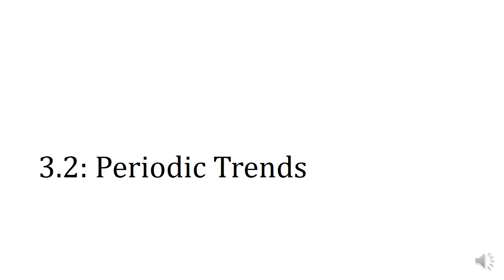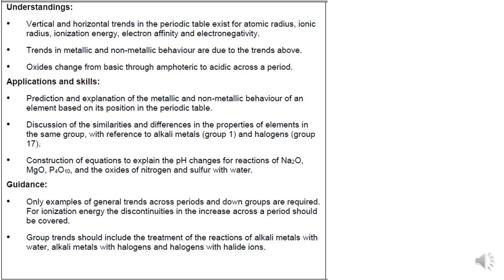Okay, so let's move on to periodic trends, which is 3.2. So we are going to go through the trends in the periodic table, metallic and non-metallic, and the oxides. Basically trends in metallic and non-metallic character, based on their position. Sorry. So we're going to talk about chemical properties trends and acid-base character.